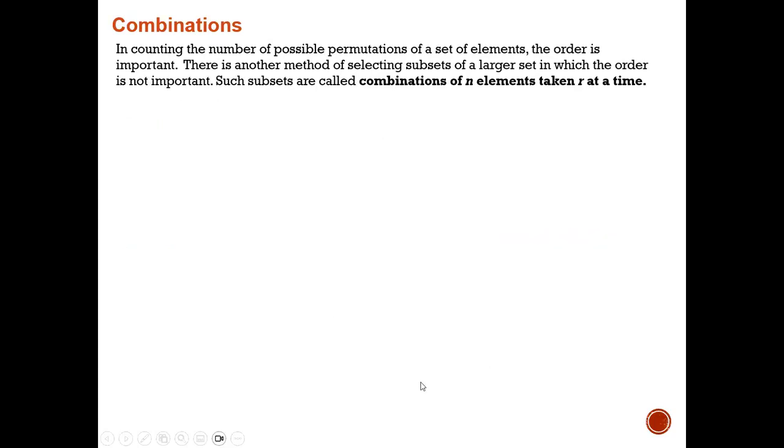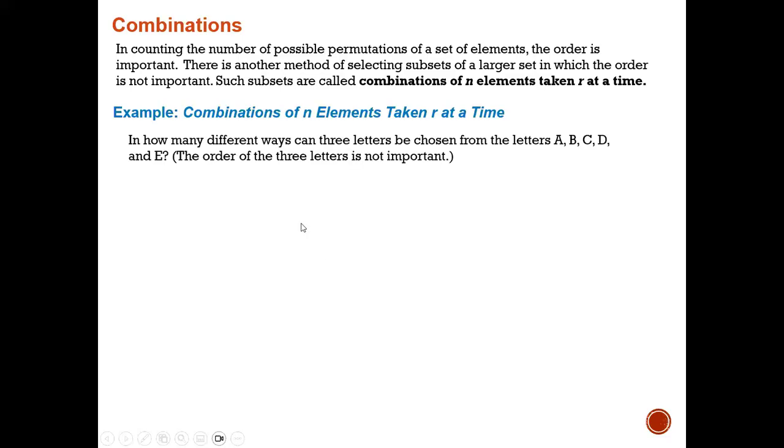Okay, what is a combination? So in counting the number of permutations of a set of elements, the order is important. That's what we just did, permutations. There's another method of selecting subsets of a larger set in which the order is not important. Such subsets are called combinations of n elements taken r at a time. So a combination is the same as a permutation in the sense that you're picking from that same group. However, the order doesn't matter. So if we're just picking 15 players from a team to take a trip or something, they don't need to be in an order like the batting order. That would be an example of a combination.